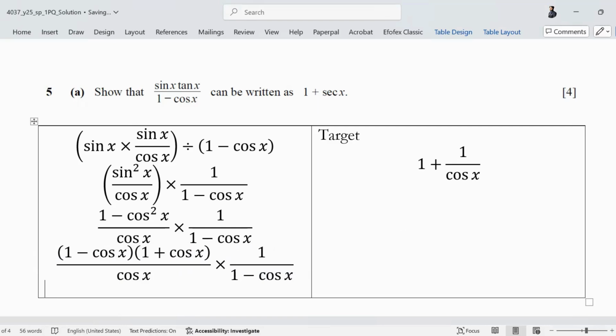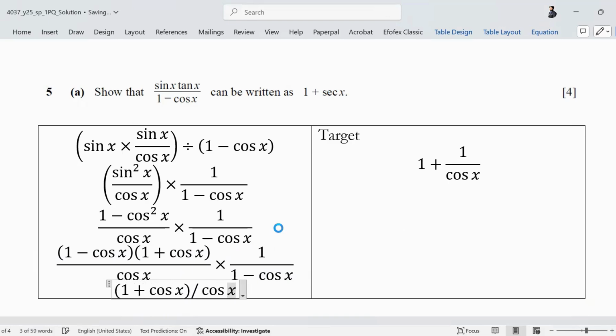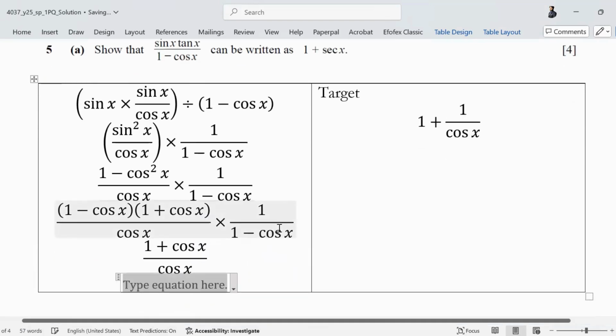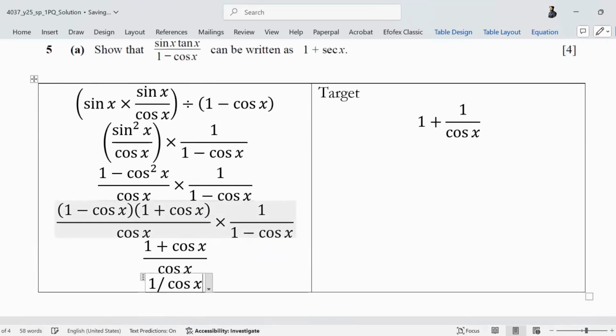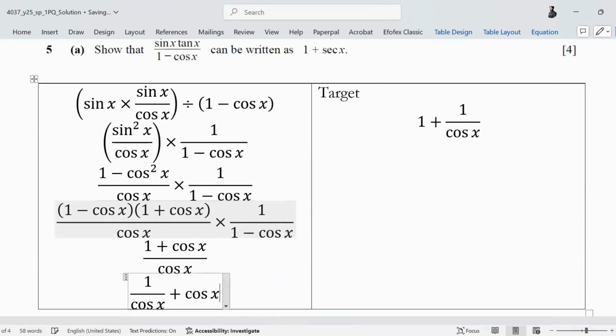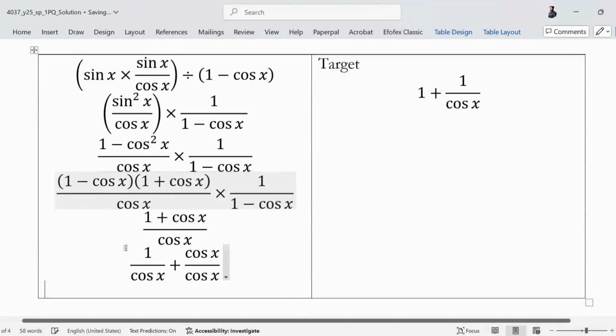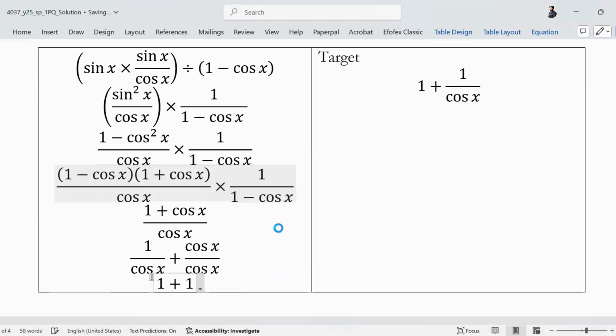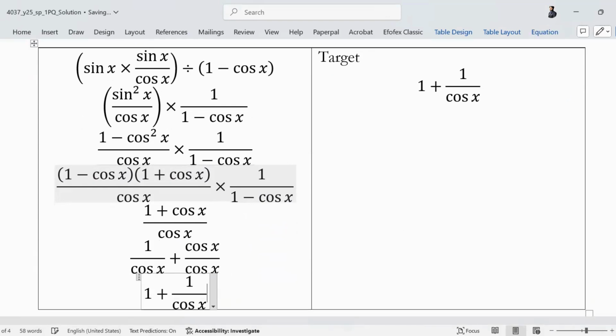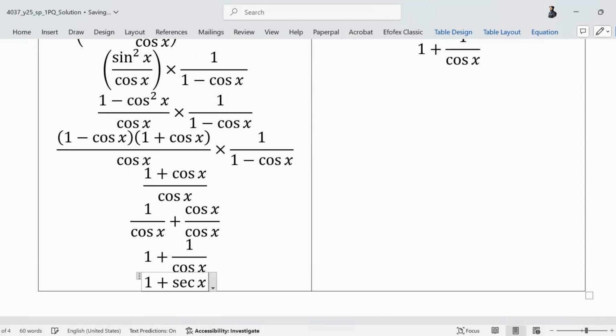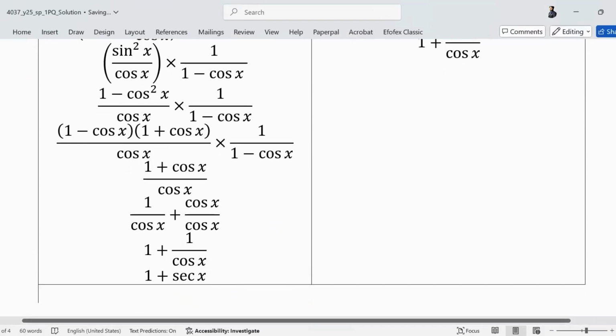Now 1 minus cos x and 1 minus cos x cancel out, and I am left with 1 plus cos x upon cos x. I can write these denominators separately, 1 over cos x plus cos x over cos x. So cos x over cos x is 1, plus 1 over cos x. I've rearranged it, and the answer is 1 plus sec x. So this is what we'll end up with once we solve this equation.